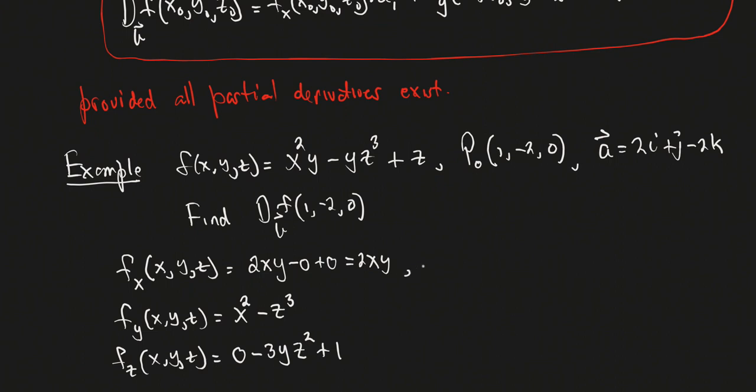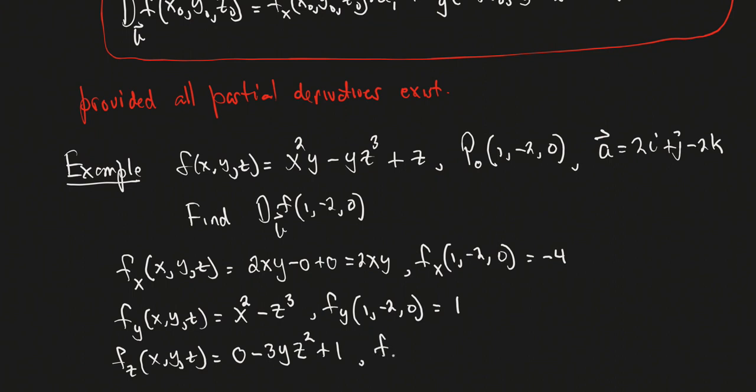So I'll just do that right next to this one. I'll take my f sub x evaluated at 1, negative 2, 0. When I plug stuff in, I don't have to worry about the 0 because this doesn't have a z. So it's really just 2 times 1 times negative 2, so that's negative 4. Let's take the partial with respect to y and evaluate it at 1, negative 2, 0. In this one, we take the x value and square it, minus the z value cubed. But the z value is 0, so all we have is 1 squared, which is 1. So that's good.